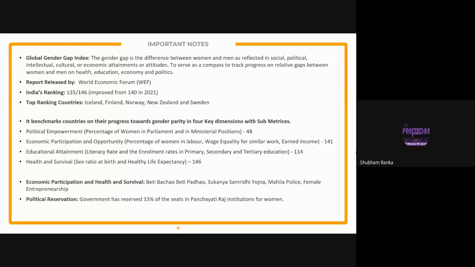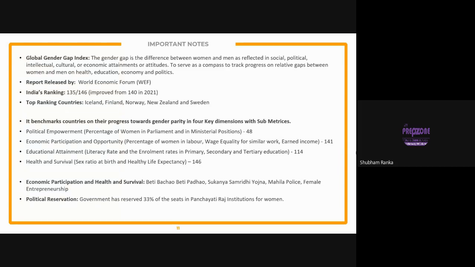So there also we are at 141 rank, because we could see that जो wage inequality है, that is very high in India than other countries. Even though we have a lot of new initiatives to include women, say labor and women in workforce, but the wage equality is something that we still have to work a lot upon. That is why lower ranking there.